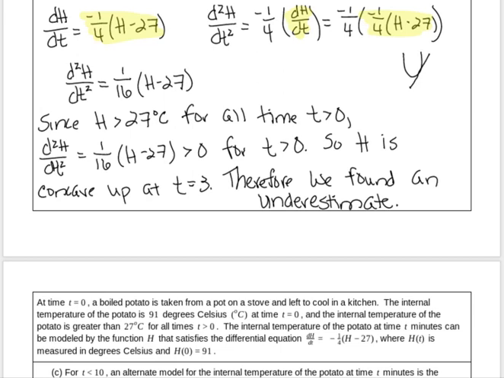All right, I don't like the wording of that. I'm going to erase that. That was a bad way of saying it, but I was trying not to have to write too much. So therefore, our estimate is an underestimate.